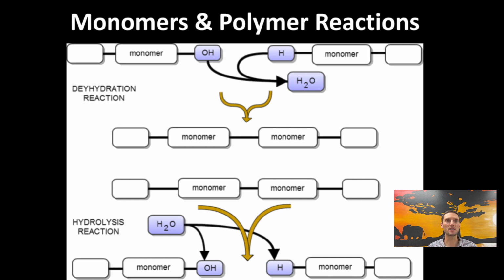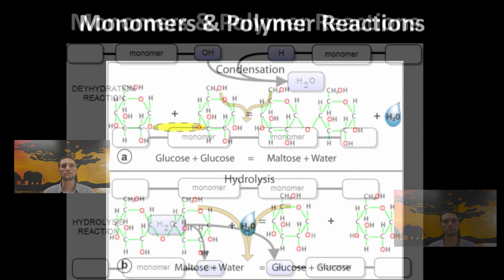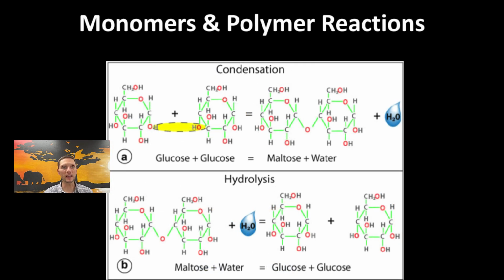It's essentially the opposite of condensation, in which water is used to break apart the molecules. OH, hydroxyl, goes to one molecule, and H goes to the other molecule in order to separate them. So this image provides a good clarification of this process, where we can see specifically two glucose molecules being put together by the process of condensation to form maltose and water, and the opposite for hydrolysis, in which the maltose is being broken apart with the addition of water into two separate individual glucose monomers.